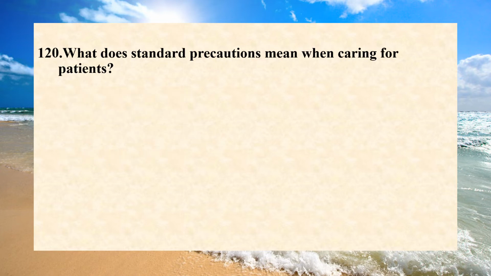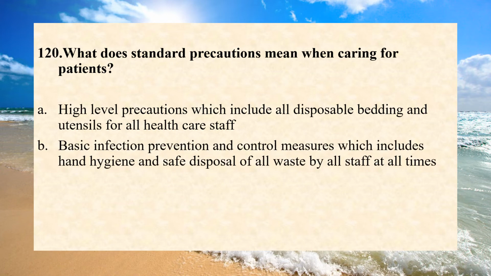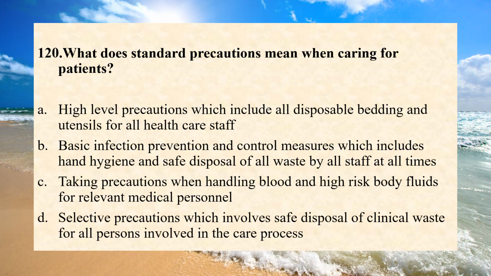What does standard precautions mean when caring for a patient? Option A. High-level precautions which include all disposable bedding and utensils for all healthcare staff. Option B. Basic infection prevention and control measures which include hand hygiene and safe disposal of all waste by all staff at all times. Option C is taking precautions when handling blood and the high-risk body fluid for relevant medical personnel. Option D is selective precautions which involve safe disposal of clinical waste for all persons involved in the care process.